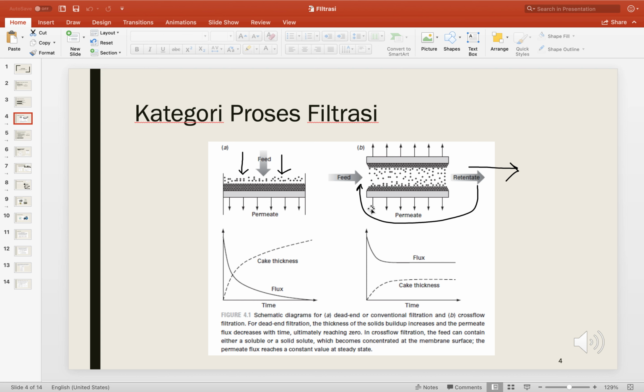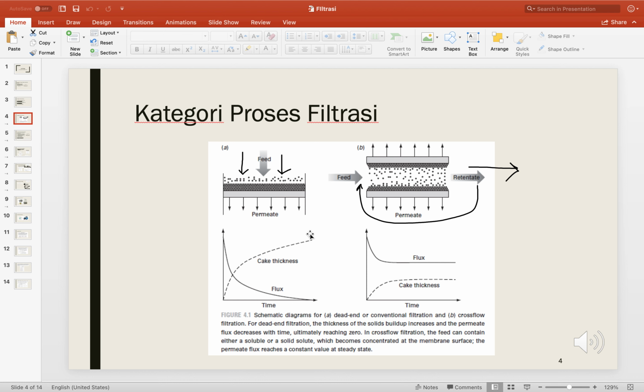The second one is cross-flow filtration. In cross-flow filtration, this is the filter, the gray one, and you have your feed flowing in this direction, in cross-flow tangential direction. By using some driving force, usually the driving force is pressure difference, you put slightly higher pressure on the feed, and then all the filtrate will go through the filter and separate from the solid.